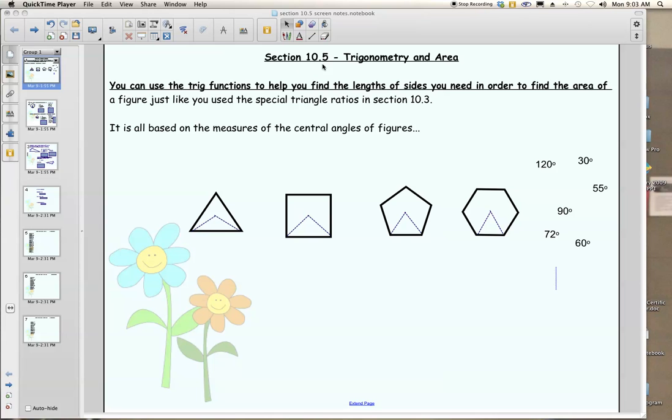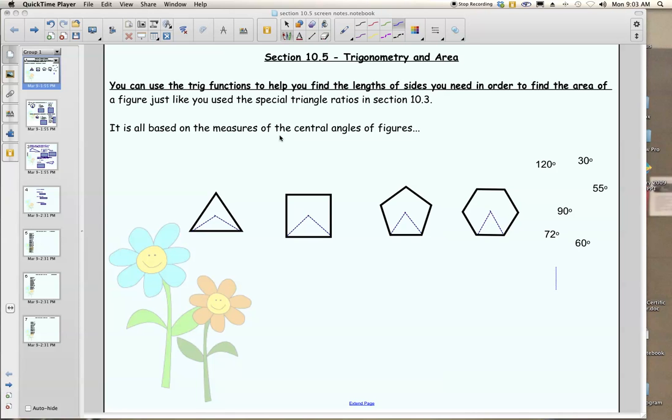This lesson is on section 10.5, using trigonometry and the area formulas. In our last sections, we've talked about area formulas for the different shapes. We talked about having to use the special right triangle ratios to find missing values. Today we're going to talk about using trig functions to find missing values in order to find the area of our shapes.